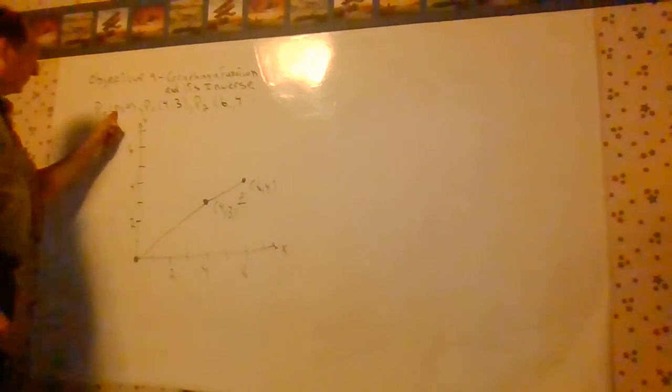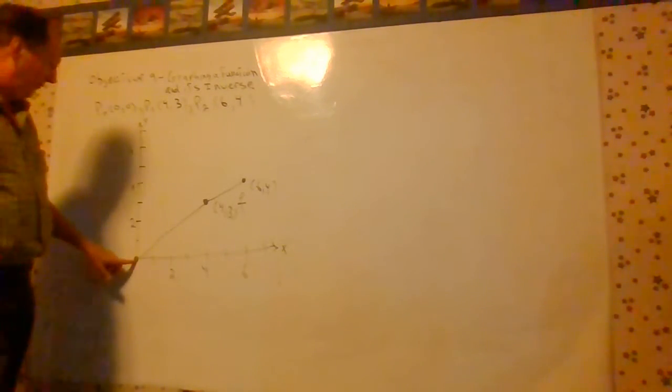Now the inverse is very easy. This function takes 0 to 0. The inverse has to take 0 back to 0, so that point doesn't change. You just switch the coordinates. So the inverse starts right here at the origin.